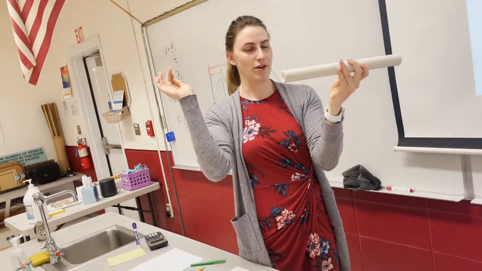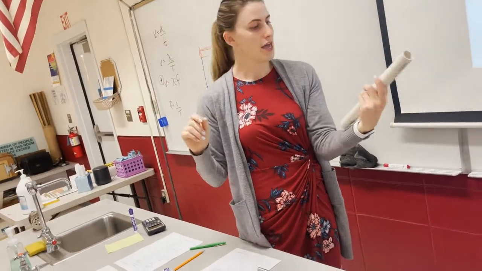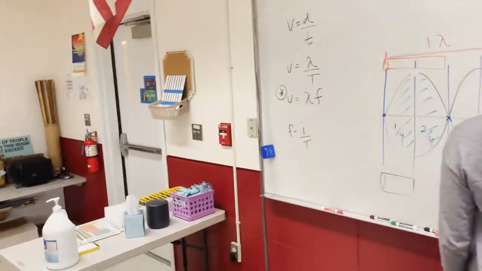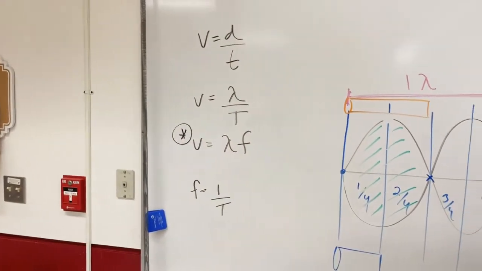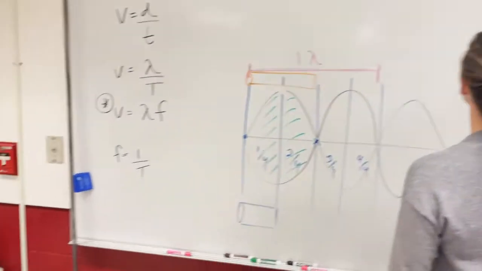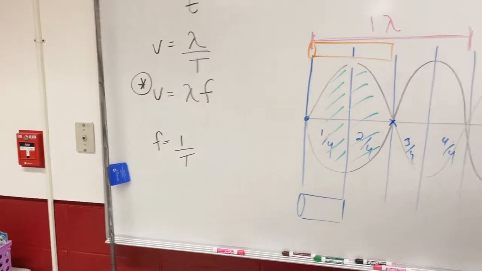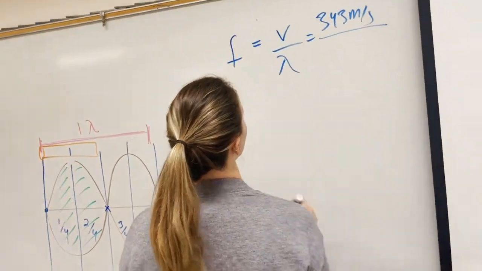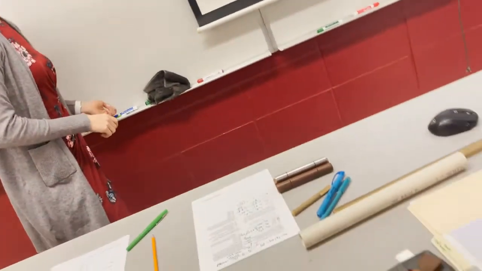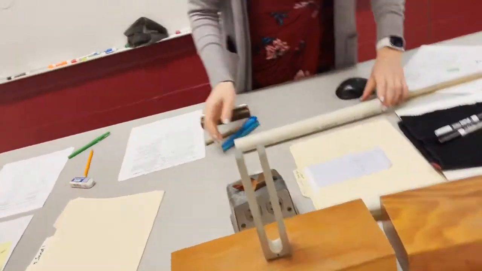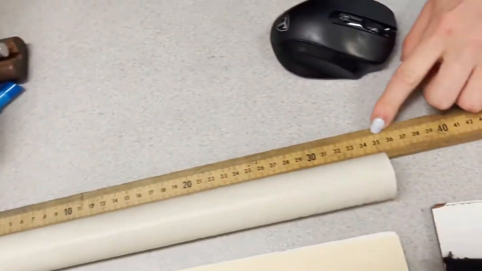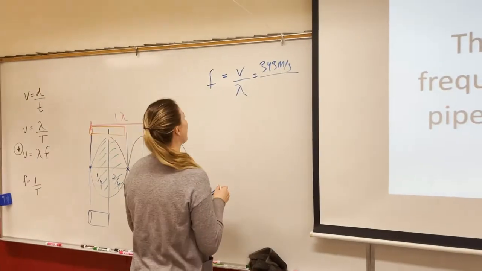And we want to figure out what the frequency is. Okay? And so what do we need to find the frequency? Let's look at our equation again. Well, if we assume that the speed of sound is 343 meters per second, then we just need the wavelength, right? So we can measure the length of the pipe. Okay, let's do that. I'm going to put it right here on the ground. I'm going to call it 0.35. That's what we had before. So 0.35 meters.